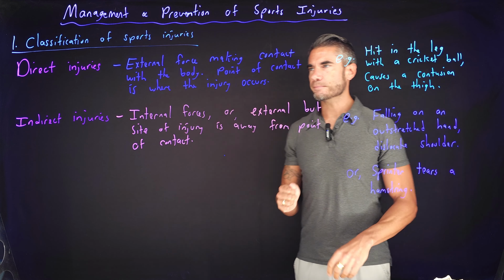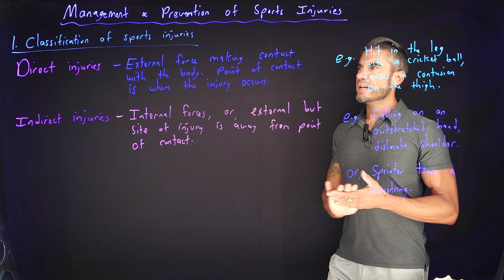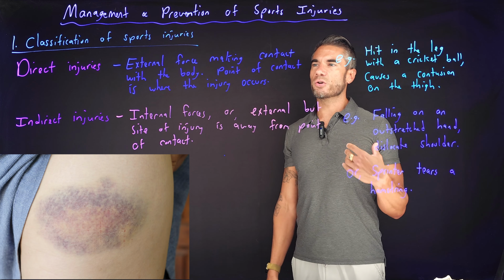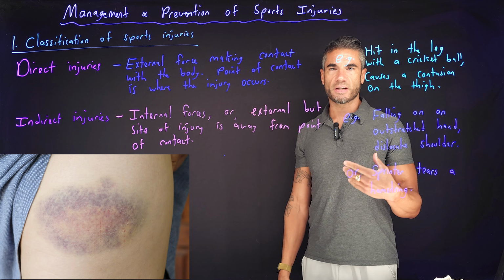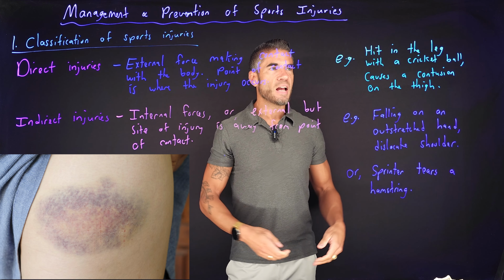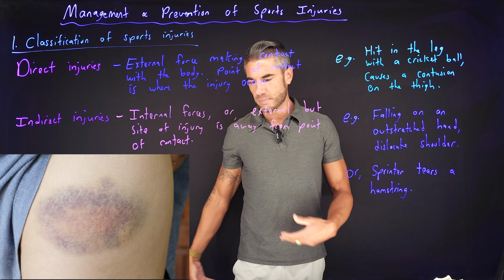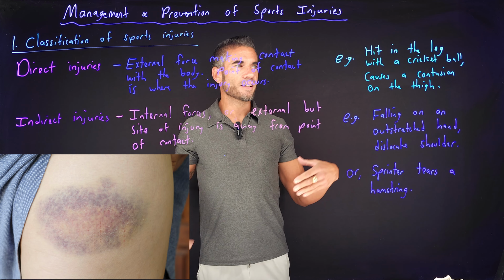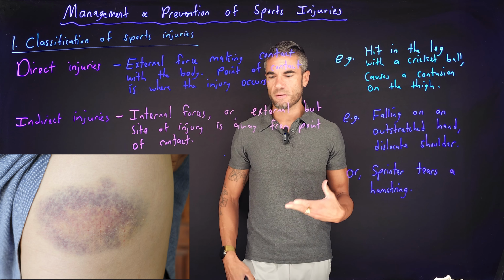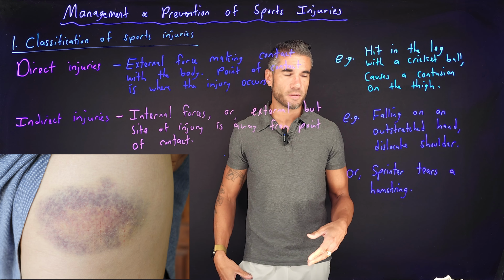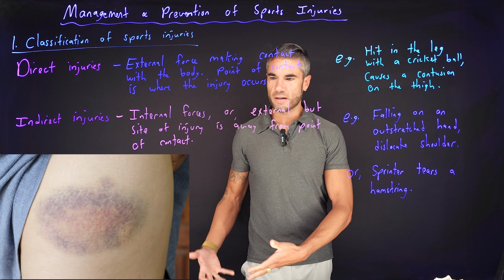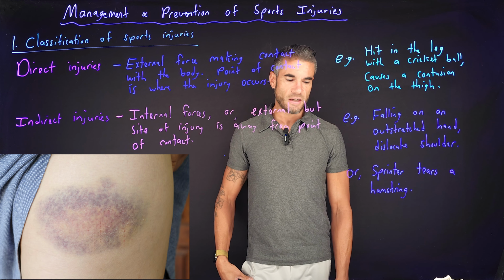So you may want to box them in your book or something to show that they are one or the other. So a direct injury is an external force making contact with the body, and the point of contact is where the injury occurs, okay? The example I wrote here is that if you are batting in cricket and you get, without pads or maybe it got between the pads, hit in the leg with a cricket ball and it causes a contusion on the thigh. Contusion is the fancy word for bruise, if you didn't know, okay? So where I got struck by the cricket ball, I now have a bruise there. That is a direct injury, okay?